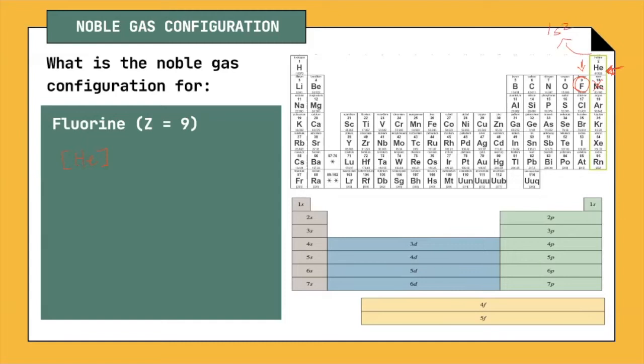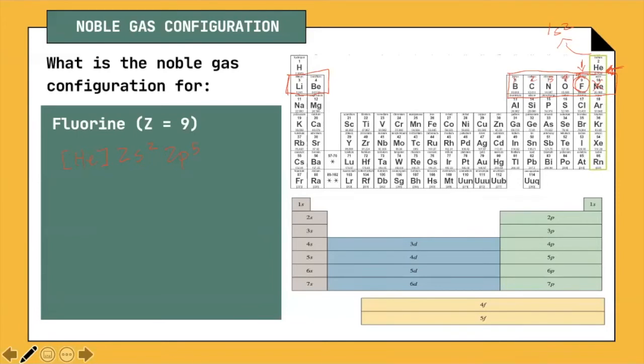So 1s2, this would be 2s2, right? Then this would be the 2p orbital. This is 2p1, 2p2, 2p3, 2p4. Fluorine would be 2p5. So that would be 2s2, 2p5. All right. Let me just change the color of my pen.